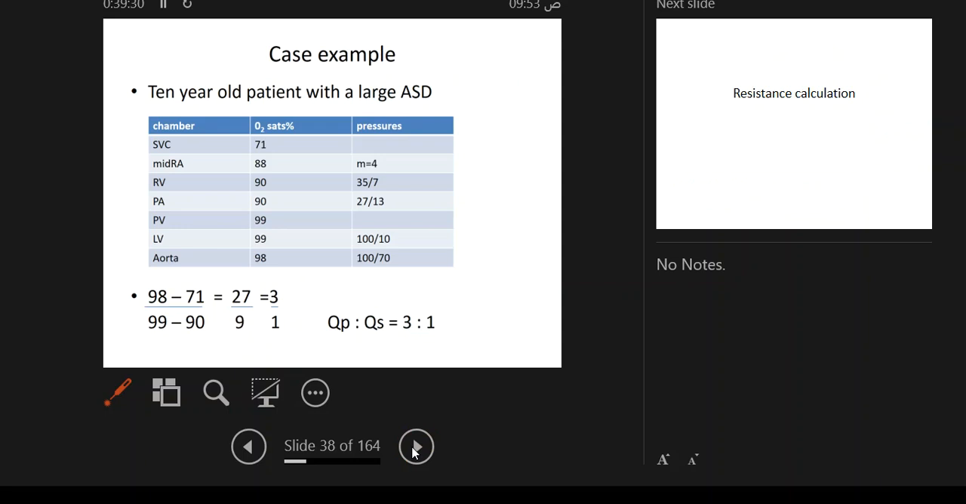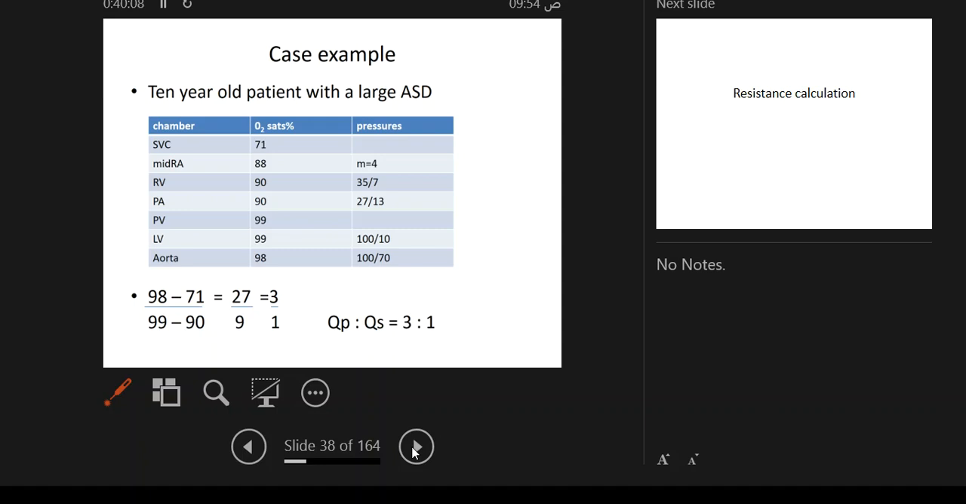Here's an example. I shouldn't have written the bottom part, but I did that to make it easier for you, but you could have calculated it yourself. Aorta minus mixed venous. Where is the aorta here? 98. The mixed venous is the superior vena cava, 71. How much is that? 27. Okay. And then you have the pulmonary vein. Where is the pulmonary? 99. Pulmonary artery, 90. So 9. So 27 over 9 is 3 to 1.